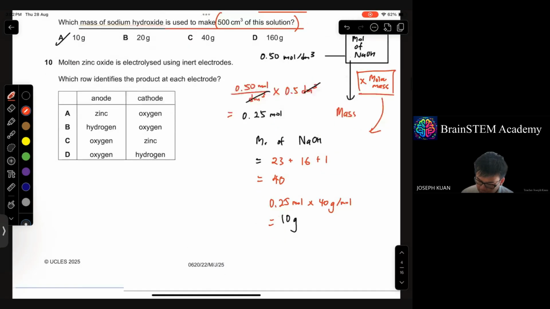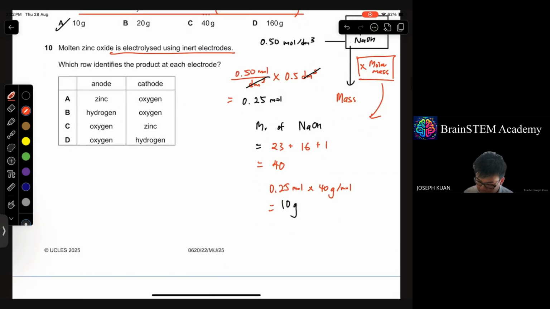Next, molten zinc oxide is electrolyzed using inert electrodes. Which row identifies the product at each electrode? Now, given that this is molten, the electrolysis will be quite straightforward, in which you will get your metal at the cathode and non-metal at the anode. So we will be getting our zinc from zinc ions here and oxygen from oxide ions.